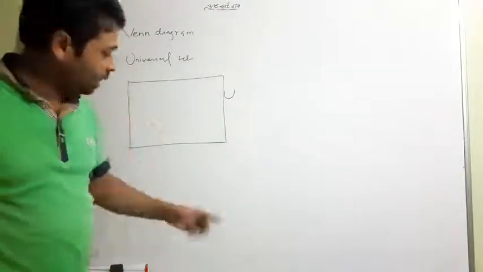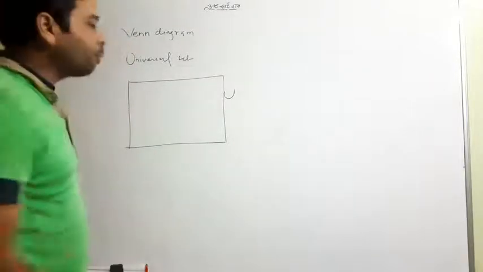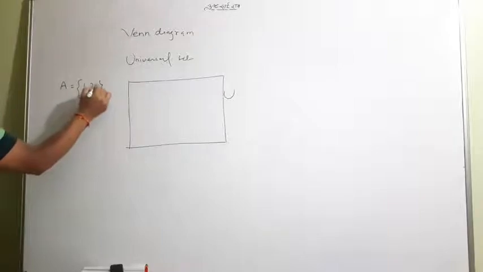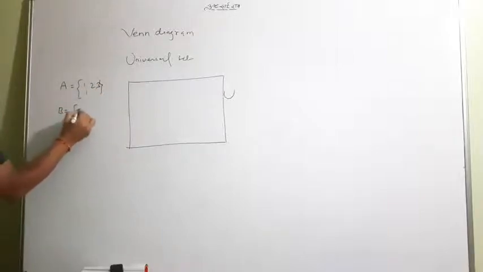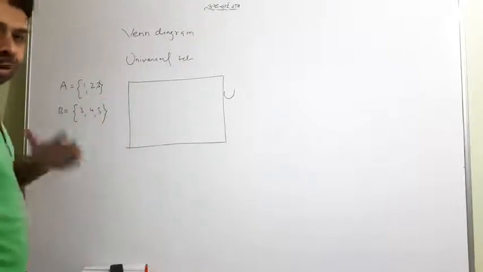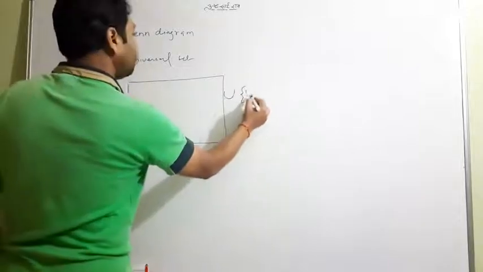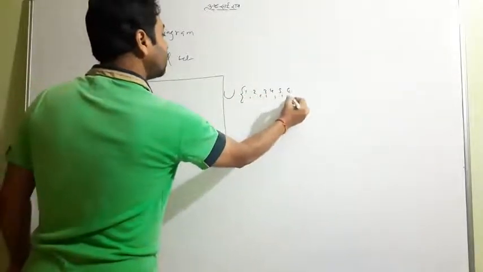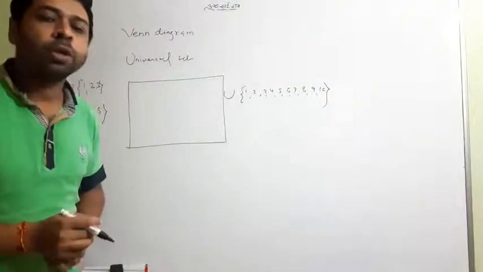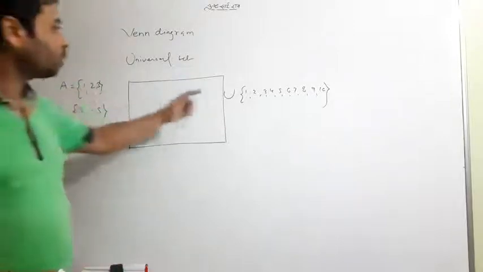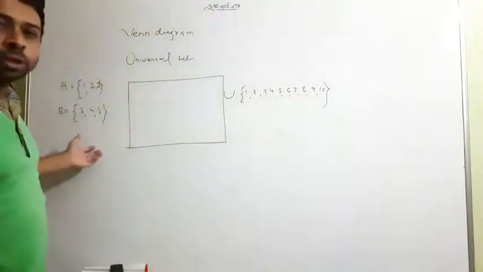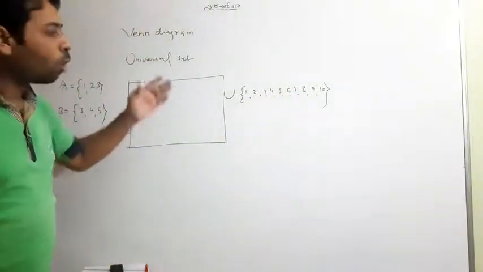Now we have 3 sets, like I wrote right now: A, B, C. Suppose A is 1, 2, 3, and suppose I am making only two sets, B being 3, 4 and 5. How will you represent it? Suppose U is 1, 2, 3, 4, 5, 6, 7, 8, 9, 10. Don't get confused. If you are thinking, sir, 1, 2, 3 is okay, 3, 4, 5 is okay, but what about 6, 7, 8, 9, 10? It is not here.